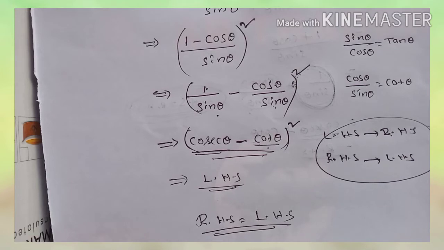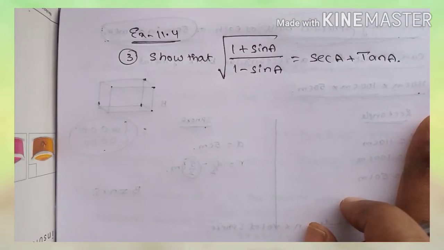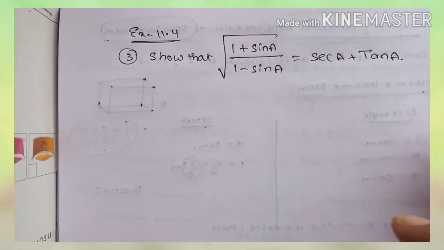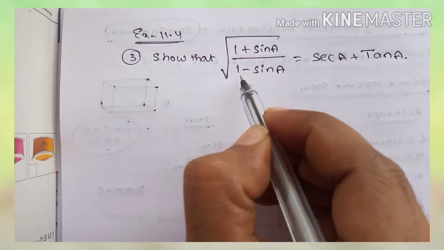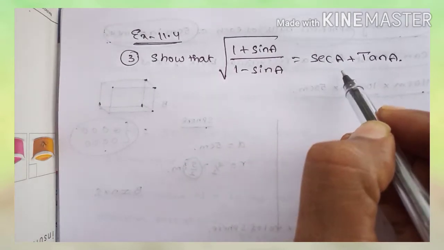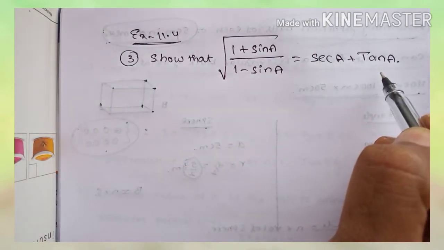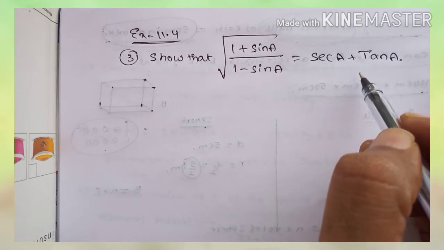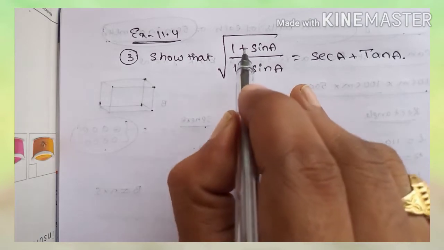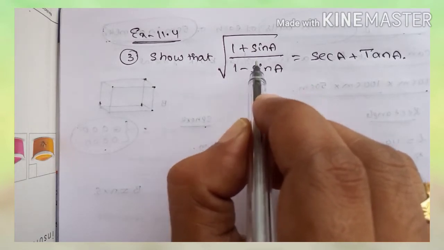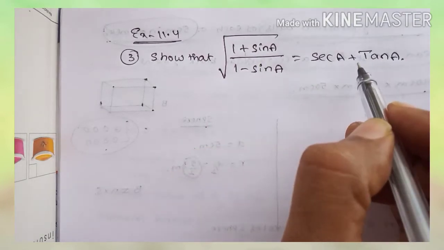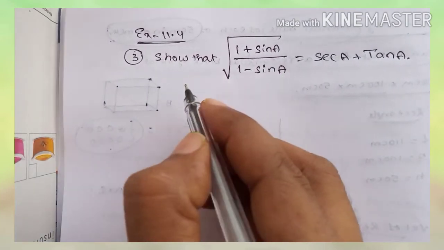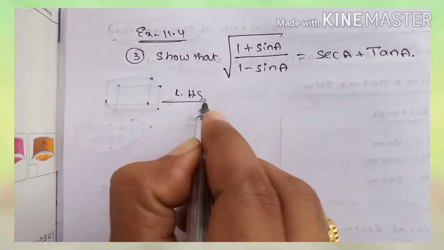Okay, let's solve one more problem of the same rationalization type. Now the next model: given (1 plus sin A) by (1 minus sin A) is equal to secant A plus tan A. I hope you can identify what you have to take, LHS or RHS. Definitely LHS, because this is in fractional form and you can rationalize it easily. So you have to take the LHS part.